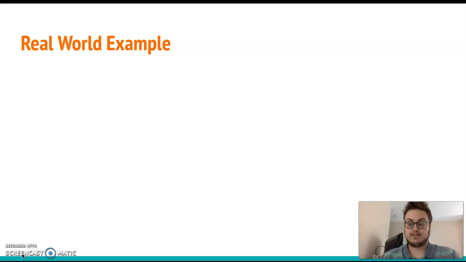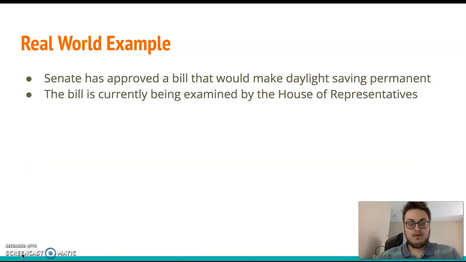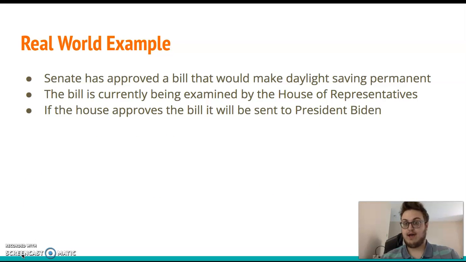So here's a real world example. Recently, the Senate has approved a bill which would make daylight savings permanent, which means we would no longer switch clocks, forward and backwards. It would just be the time it is all the time. The bill is currently being examined by the House of Representatives. If the House approves the bill, it will be sent to President Biden.